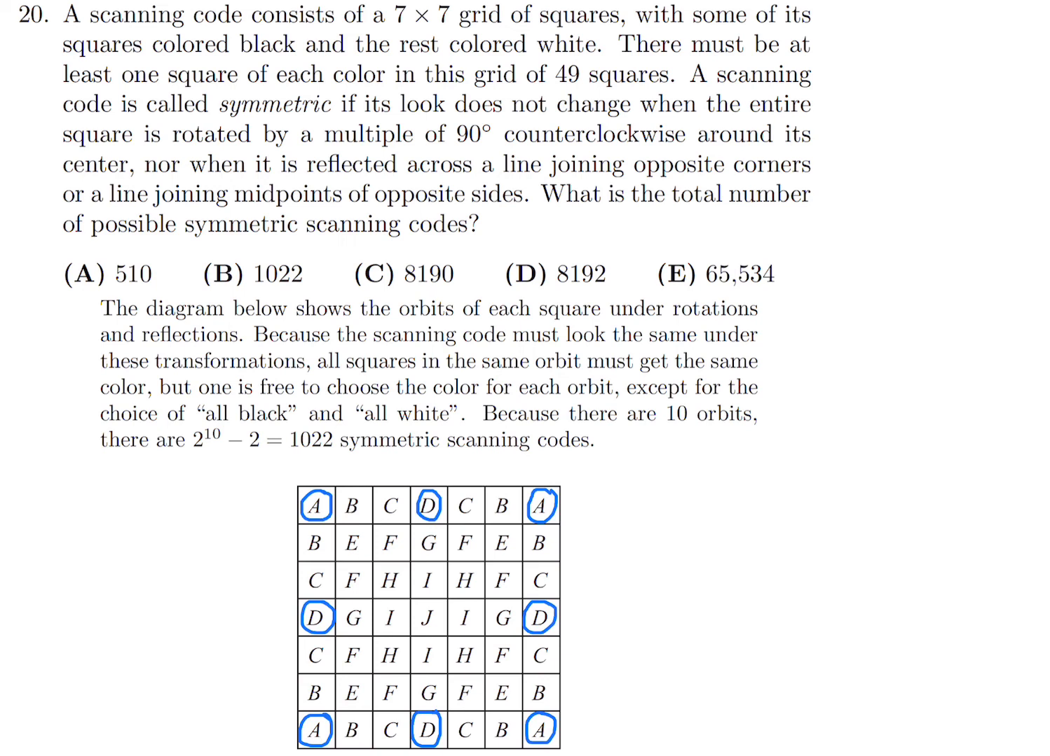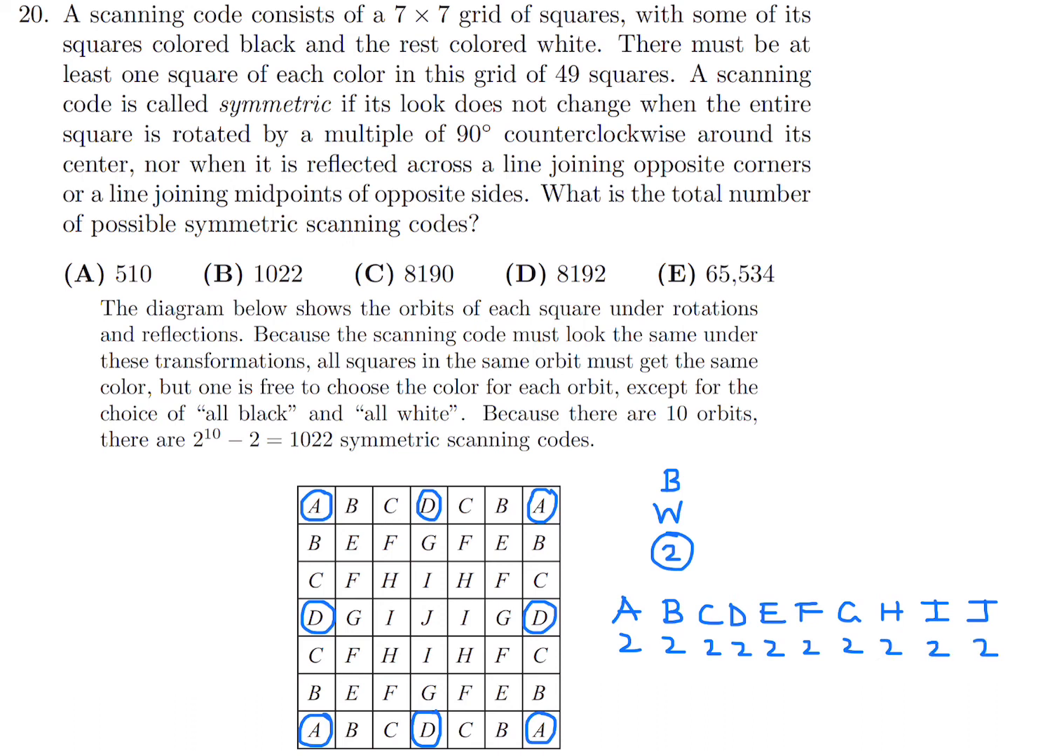And then what they've said is that for each of those letters, what are the possible choices? For each letter, it can be either black or white. So there's only 2 choices for each letter. How many letters are there? Well, the letters go up to J. So that means there's 10 letters. A, B, C, D, E, F, G, H, I, and J. So each of these has 2 possible colors. It could be either black or white.